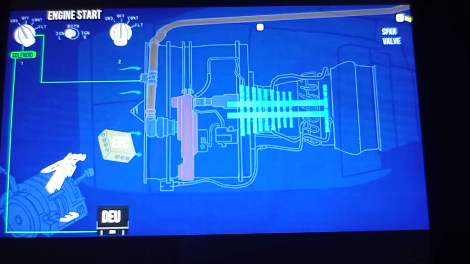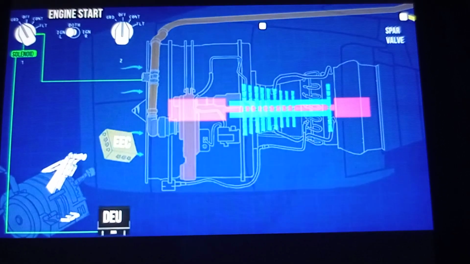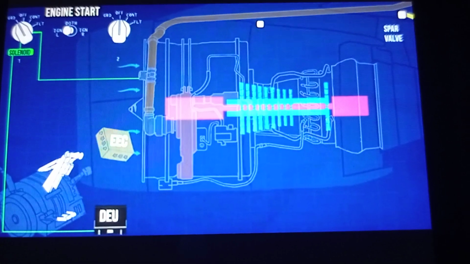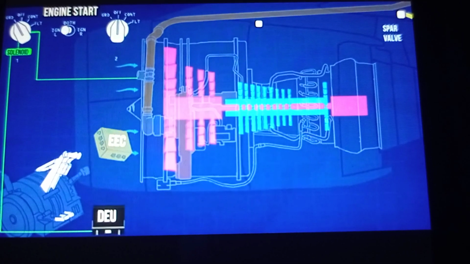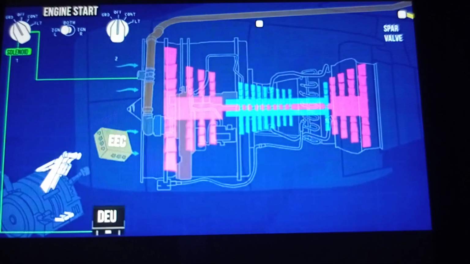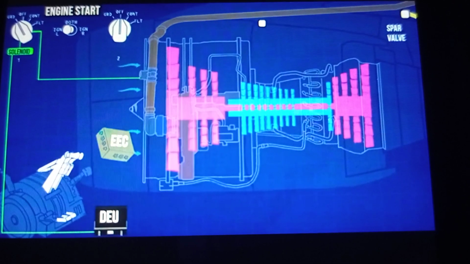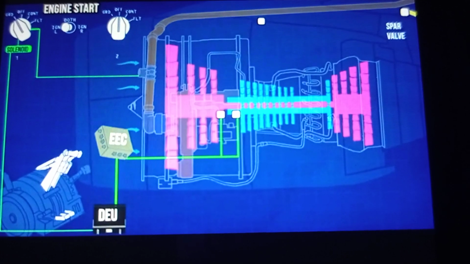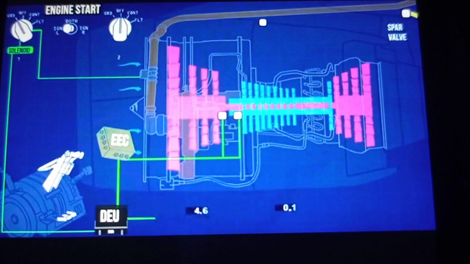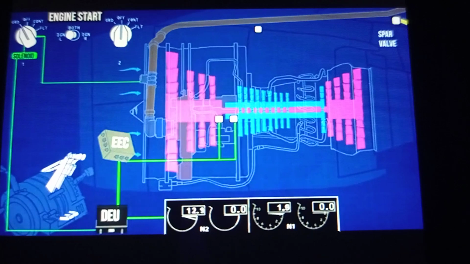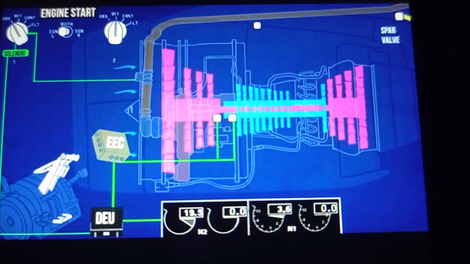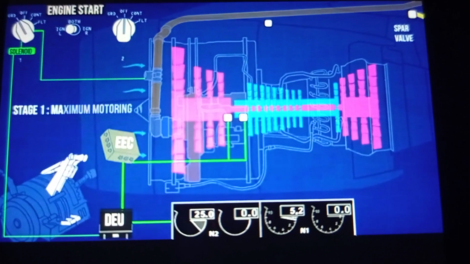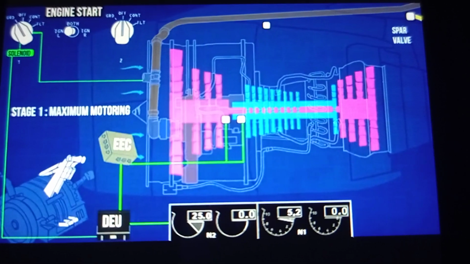As a result, the N1 rotor of the engine, on which the fan, low-pressure compressors, and low-pressure turbines are mounted, begins to rotate marginally. Speed sensors send the rotation speed of the N2 and N1 rotors to DEU, which displays them in the cockpit. The N2 reaches 25% of its maximum RPM. The engine has now reached the maximum motoring stage.